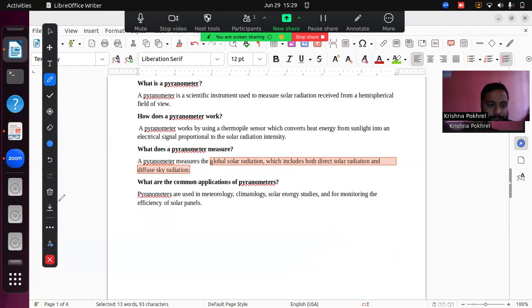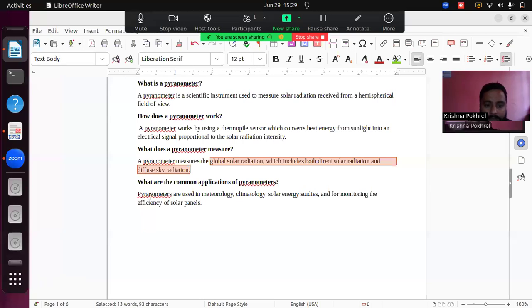Now, what are the common applications of a pyranometer? Pyranometers are used in meteorology, climatology, solar energy studies, and for monitoring the efficiency of solar panels. This is very interesting. A pyranometer converts sunlight to an electrical signal, and a solar panel also converts sunlight to an electrical signal. So in order to monitor the solar panel, we need a device called a pyranometer.